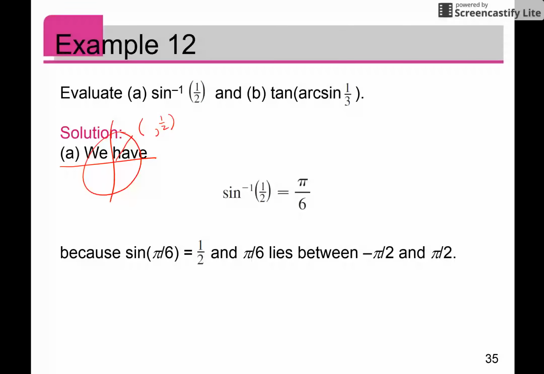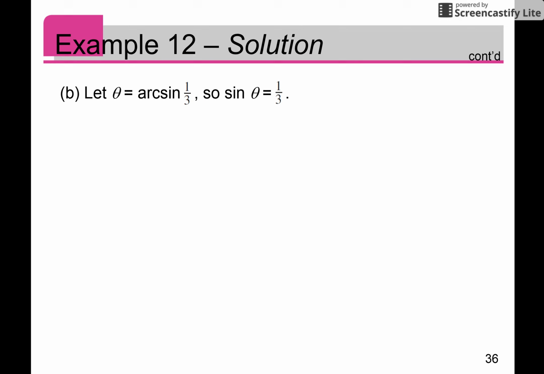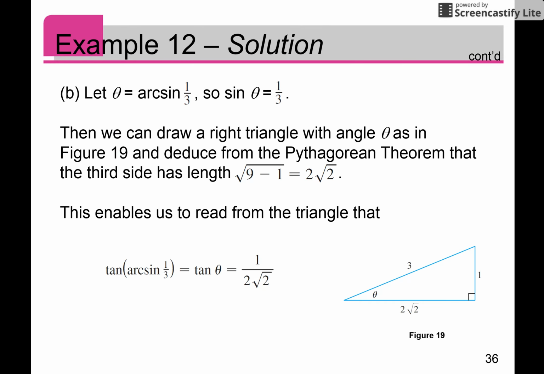Now, if I want the tangent of the arcsine of 1/3, this value right here is not on the unit circle. So instead of using the unit circle, I'm going to use a triangle. So sine is my opposite over hypotenuse. So the statement sine of theta equals 1/3 allows me to label this side and this side on the triangle. I now use my Pythagorean theorem to find the remaining side. Then the tangent of that angle would be my opposite over the adjacent. So this value right here.